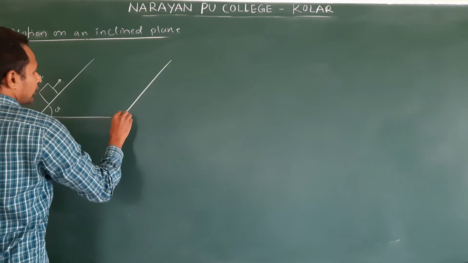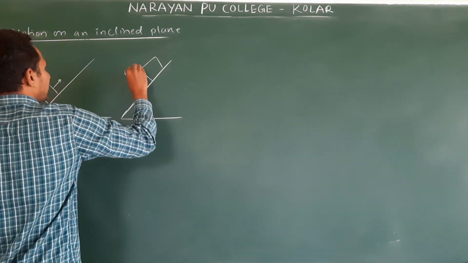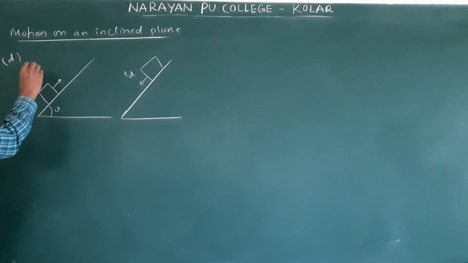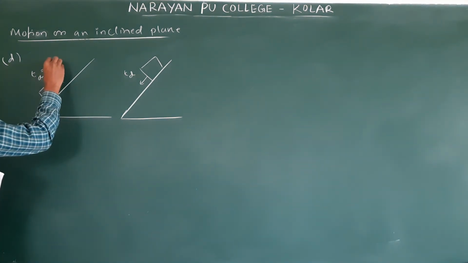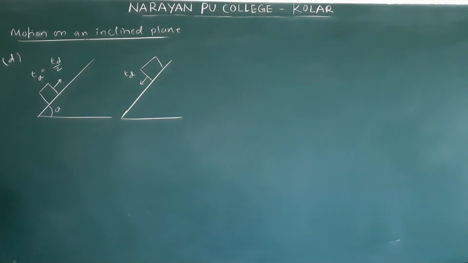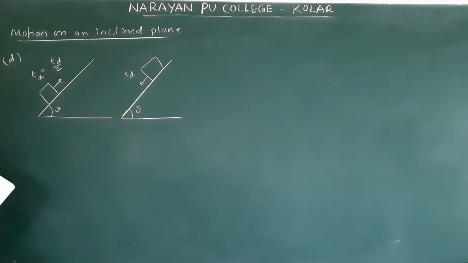Next, sliding down. This time is TD. Okay. Now what they are saying, the time of ascent is half of the time of descent. So TA is equal to TD by 2. Here. Then they are asking inclination.